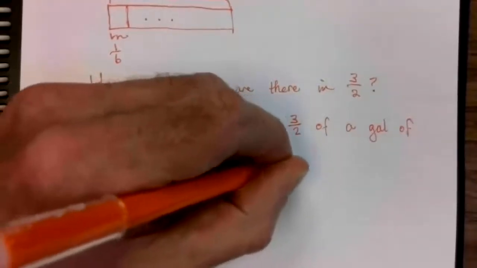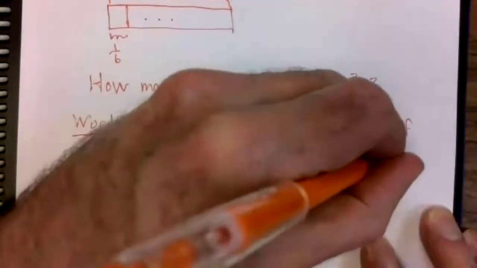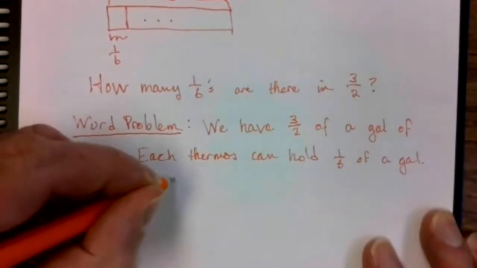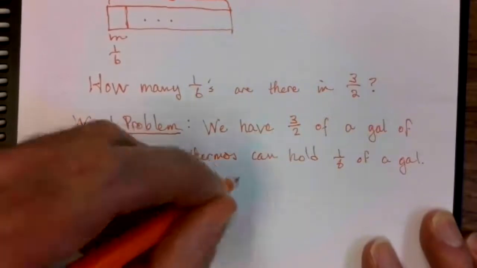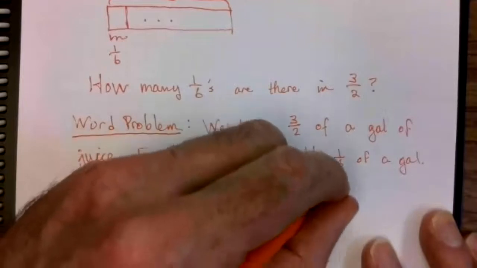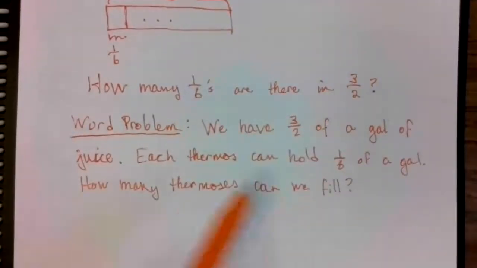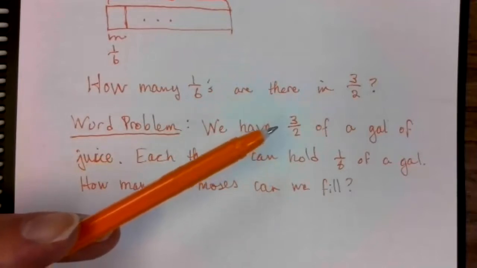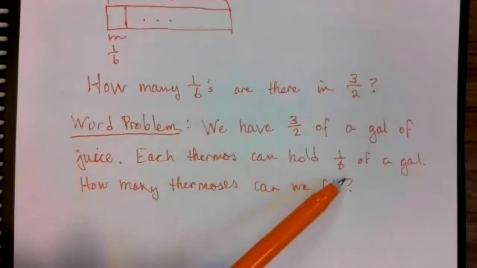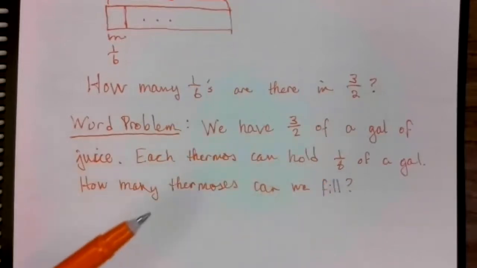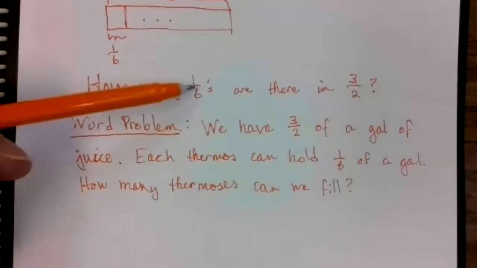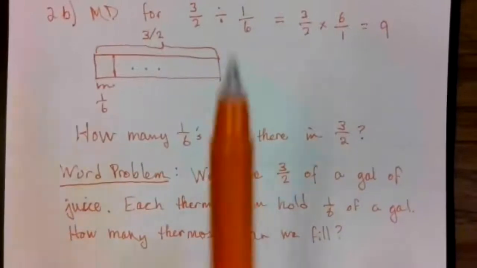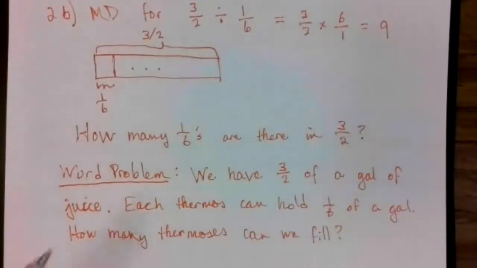Each thermos can hold 1/6 of a gallon. How many thermoses can we fill? Question mark. Okay, so there's a word problem that leads to this. We have 3 halves of a gallon. We're breaking that up into pieces. Each piece is 1/6 of a gallon. We want to know how many of these we can make. So that leads us to how many 1/6 are there in 3 halves, and then we do the division to solve the problem, and we get that there are 9. So we can fill 9 thermoses if they each hold 1/6 of a gallon.